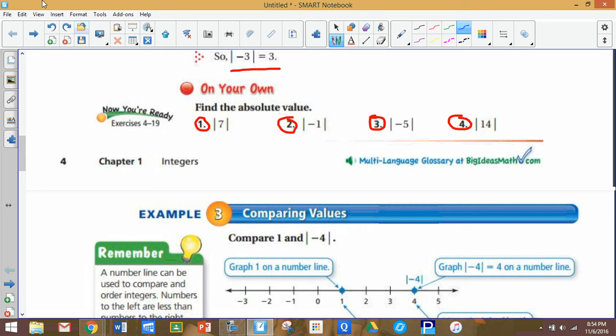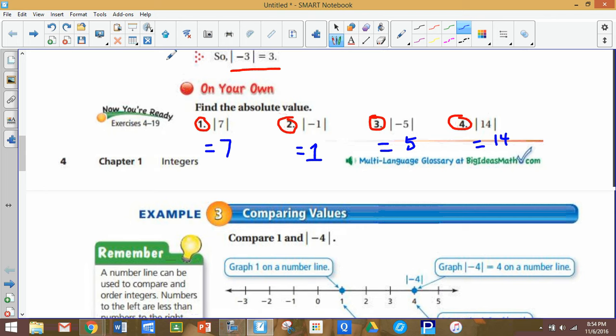Okay, so the absolute value of 7. 7 on a number line is 7 away from 0. So the absolute value is 7. The absolute value of -1. -1 is 1 away from 0. So the absolute value of -1 is 1. The absolute value of -5, -5 is 5 away from 0. So the absolute value of -5 is 5. And the absolute value of 14, 14 is 14 away from 0. So the absolute value of 14 is 14.